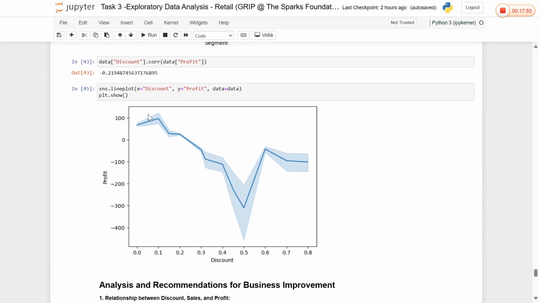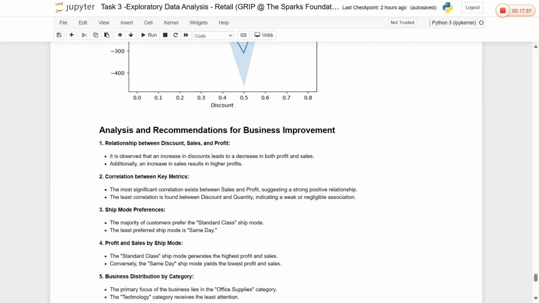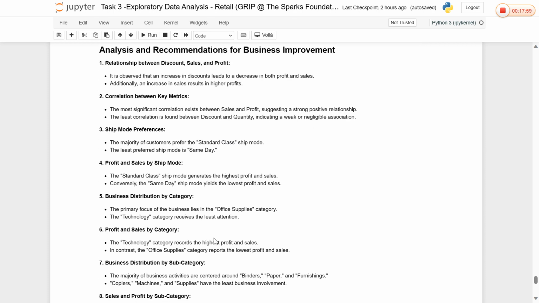Here we plot a line plot for the profit versus discount graph. So what is our analysis finally? The analysis and recommendation for the business improvement: the relationship between the discount and sales and profit. It is observed that an increase in the discount leads to a decrease in both profit and sales. So we have to reduce some discount, which can lead to an increase in the profit and sales also.